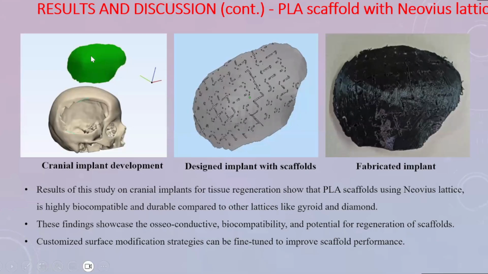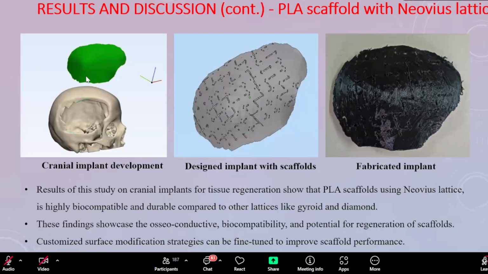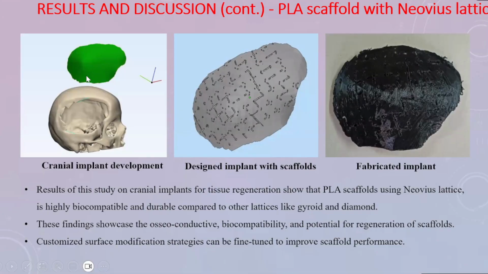We need not only biocompatibility, but also to consider the load acting there. That's why we did both. Then we designed the implant with the scaffolds. This is the implant which we fabricated with the help of neovius structures.